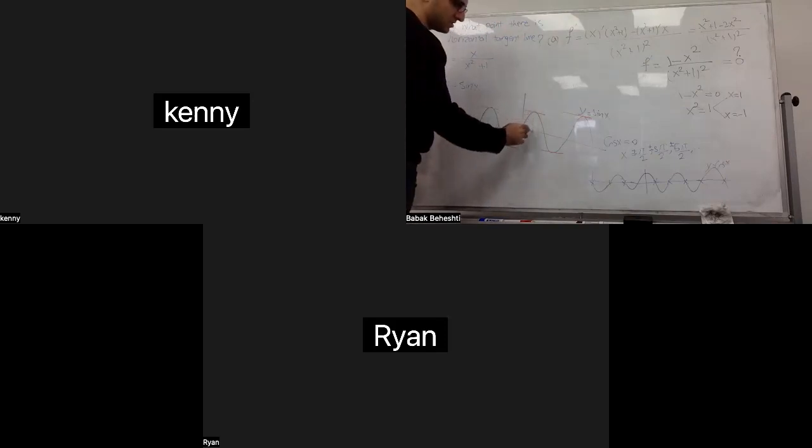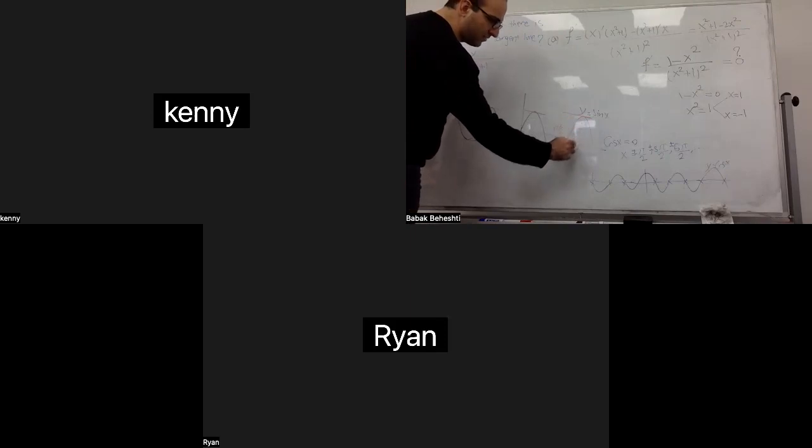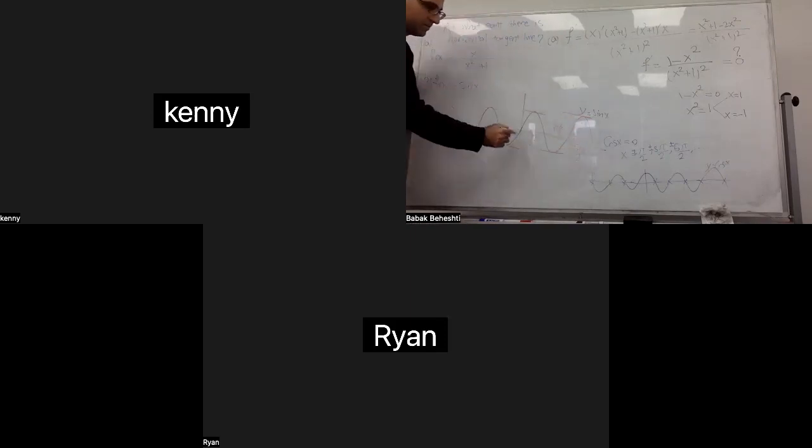Right, so for example, this is pi half. This is 3 pi half. That is 5 pi half. And these are all negative: negative pi half, negative 3 pi half, negative 5 pi half.